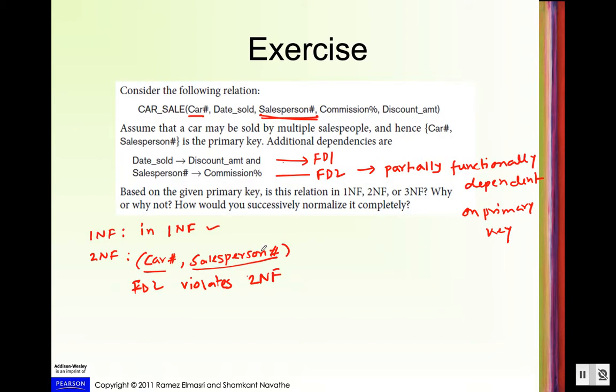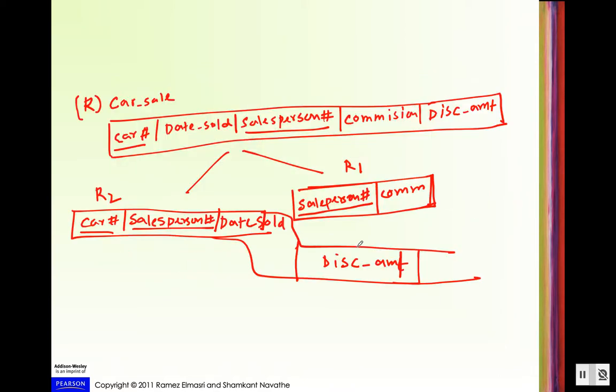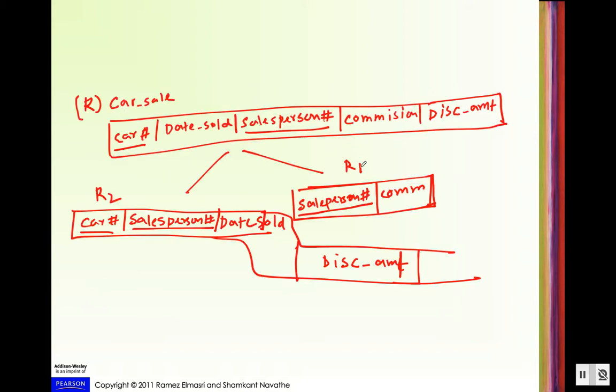All right, now let's find out whether we have a violation of third normal form. First of all, I have to test these two relations, R1 and R2. These two relations are in second normal form, but now I have to check whether there is any violation of third normal form.